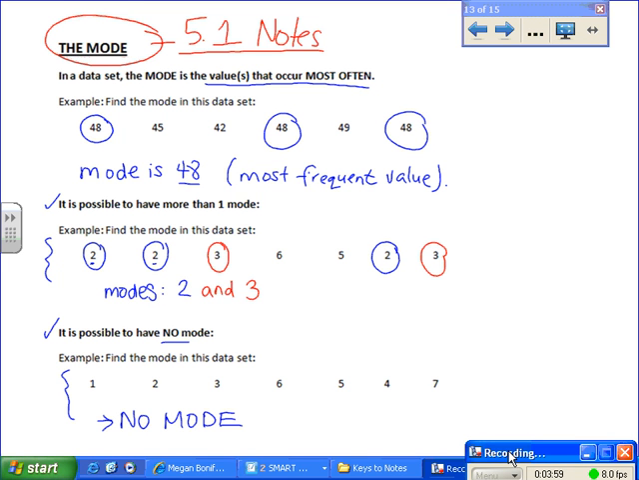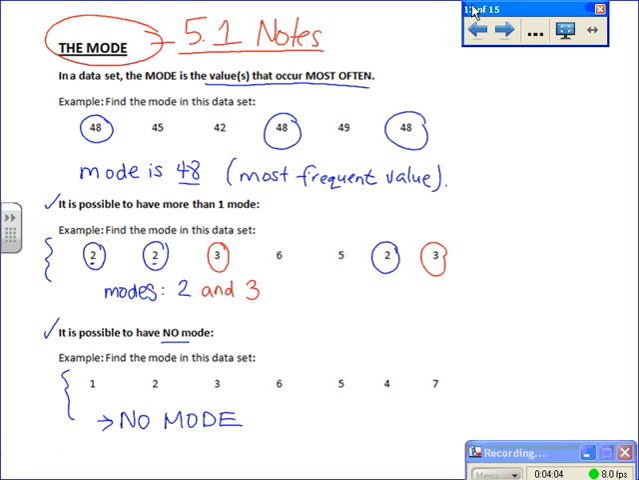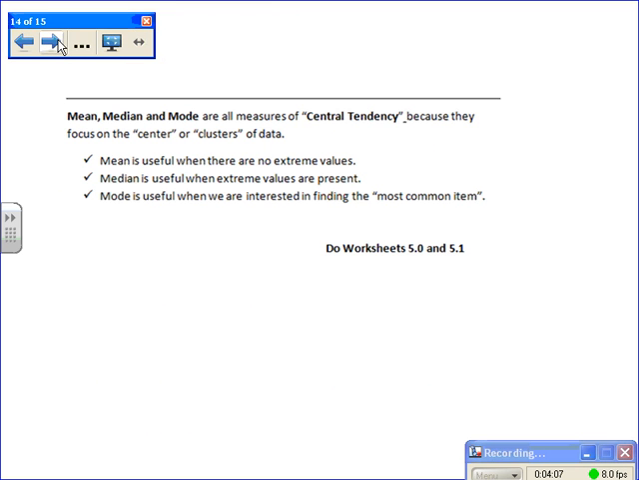All right, that ends our lesson for 5.1, and I'm just going to bring it to the very bottom of your page. Here's a really quick summary. The three terms that we use when we're talking about how the data is centered, or another way to say that is how the data is clustered, are called measures of central tendency, and they are the mode, the median, and the mean. I would like you to be familiar with what each one means, as well as how to determine each one.